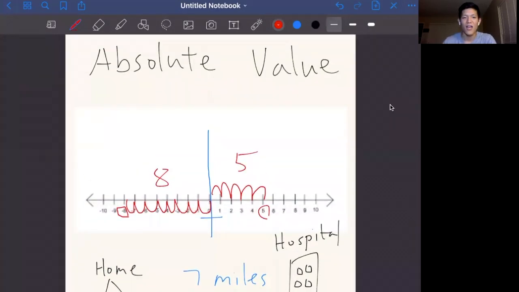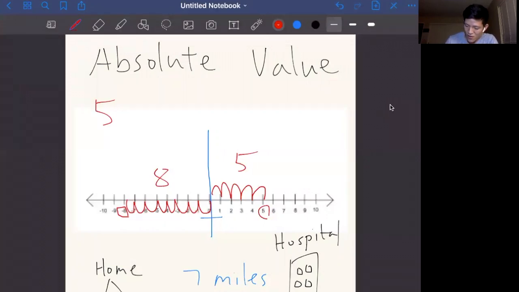Likewise, because absolute value is distance or length of a number from 0, it always has to be in positive terms, never in negative. Okay? So how do you know if somebody's asking for absolute value or not? Because you could just have 5, or it could be absolute value of 5. How do you know that?